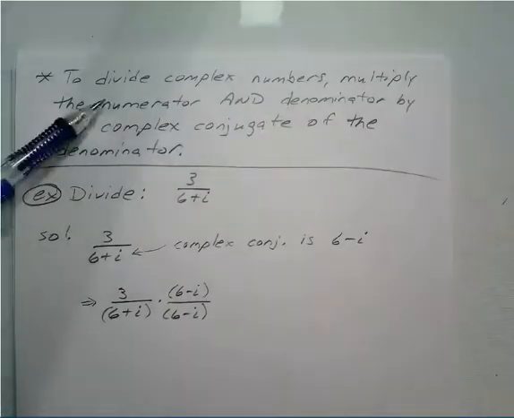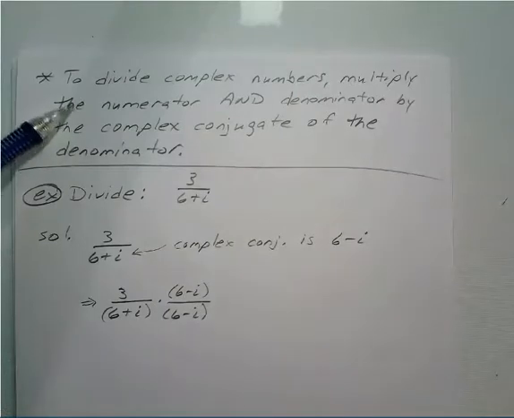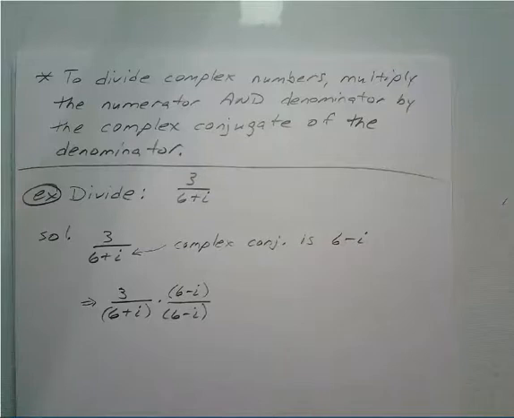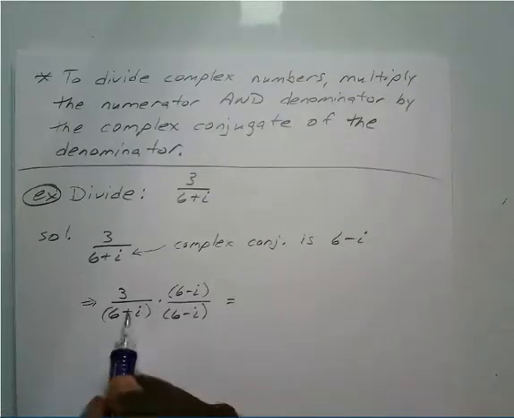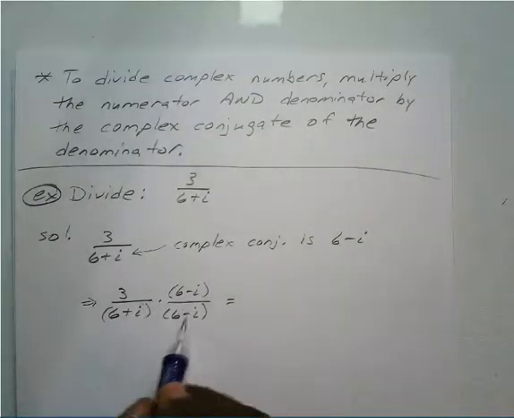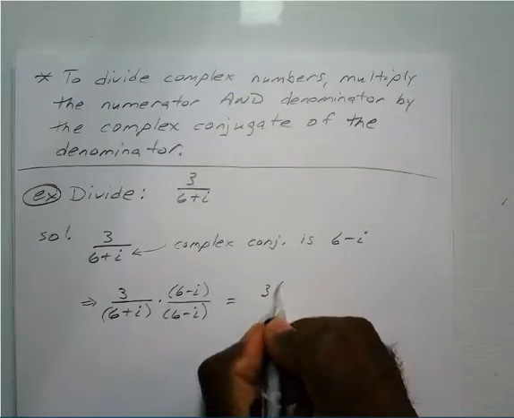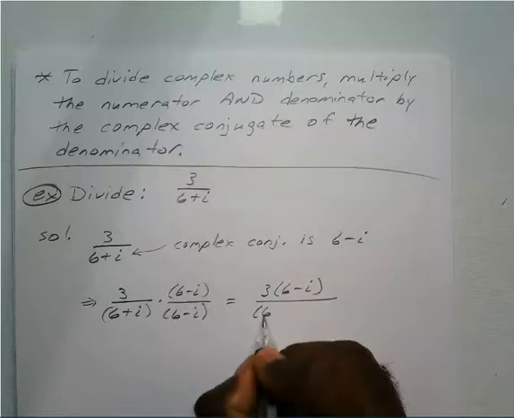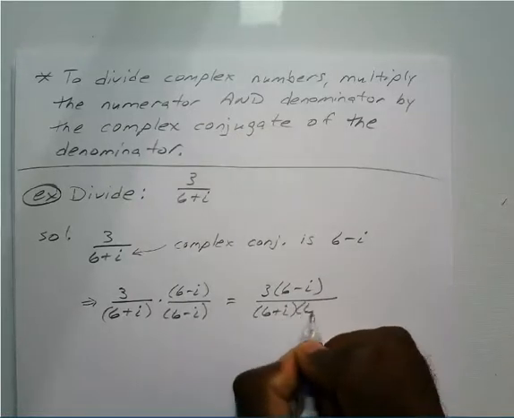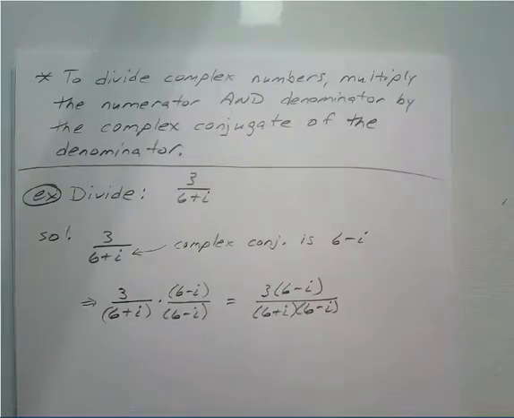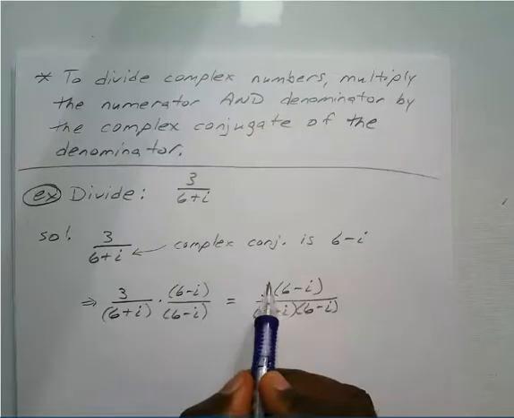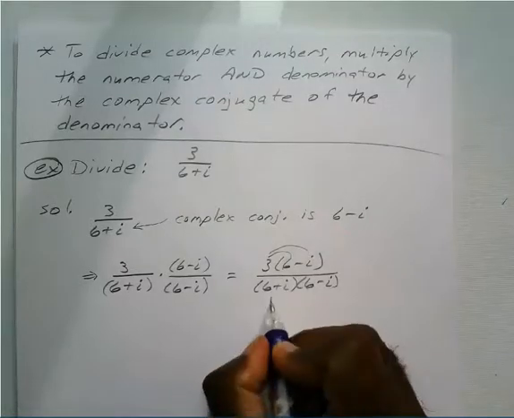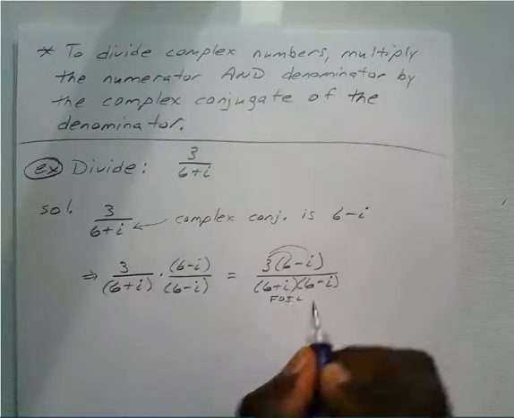Okay, so right there we just multiplied the numerator and denominator by the complex conjugate of the denominator. Now if you want to put those under one numerator and denominator, you can make that 3 times 6 minus i over 6 plus i times 6 minus i. For your numerator, you're just going to distribute. Your denominator, you're going to use the FOIL method.